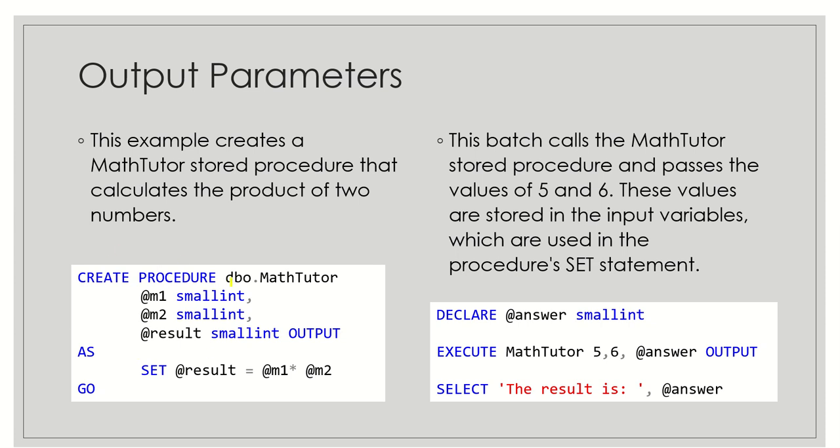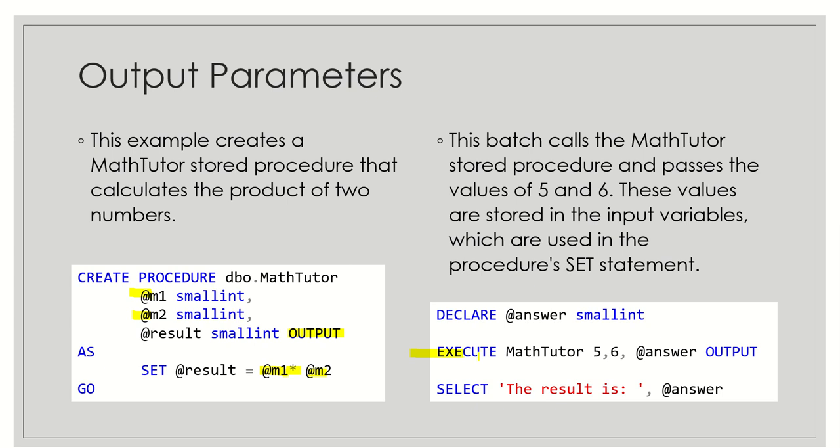So on the left we have the create statement, and we have three parameters. M1 and M2 are input parameters. But result, you can see that it is set as an output parameter. Now, the code of the procedure says we're going to use a set statement to assign a new value to result. When you have an output parameter, you must perform some kind of assignment to it, either in a set or a select. So we're taking the values of M1 and M2, multiplying them together, and we're going to assign that value into result. When the procedure ends, it passes result as output.